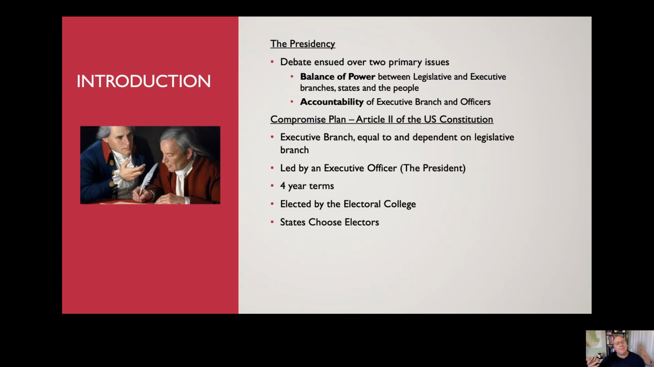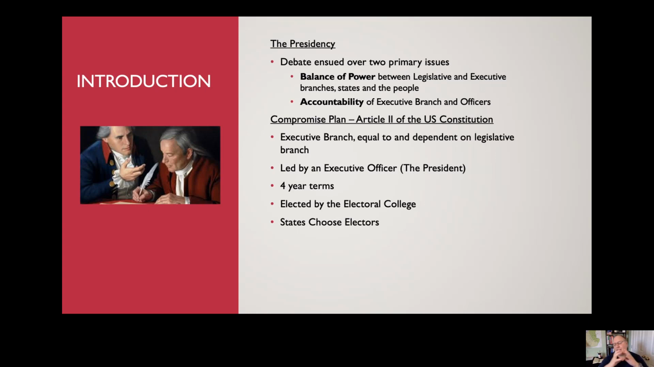So what became a compromise plan ended up being Article 2 of the U.S. Constitution, where we have an executive branch that's equal to and independent of the legislative branch, the Congress. We say often there are three equal branches of government: the executive, legislative, and judicial branches. That there would be an executive officer, one person that oversaw these executive agencies.